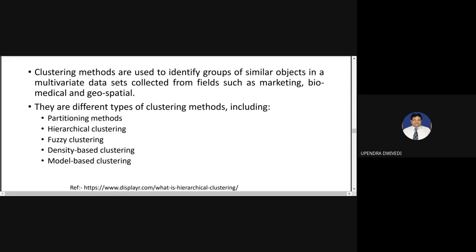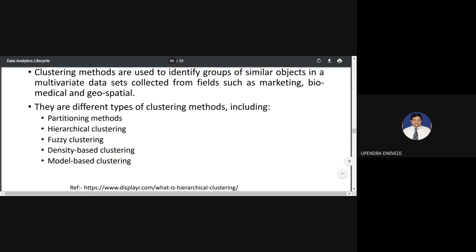In the partitioning method, we divide the data set into different partitions based on their similarities. Hierarchical clustering will divide the clusters in a hierarchical model. In fuzzy clustering, we apply fuzzy logic while defining the clusters. Density-based clustering will identify the objects based on their density metric and so on. You can also refer to the source of information where you can find different types of clustering methods.